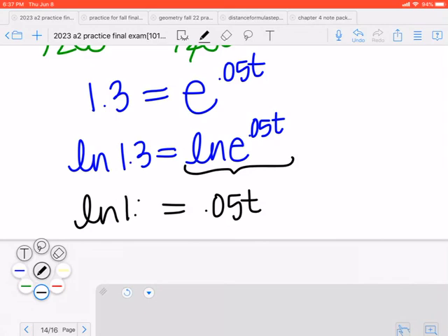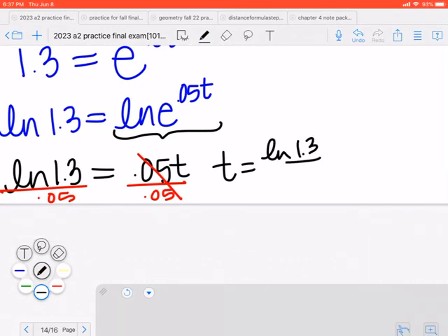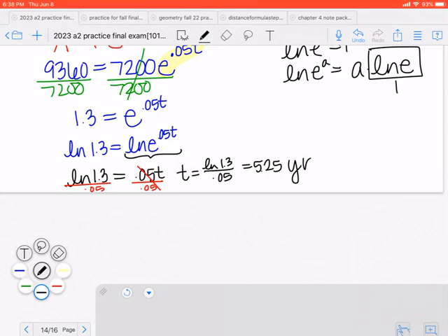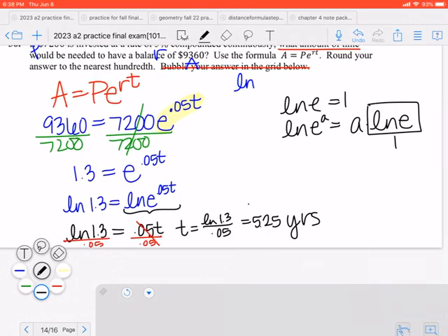0.05t is equal to the natural log of 1.3. Now we can divide both sides by 0.05 to get the t alone. And t then is just the natural log of 1.3 divided by 0.05. So I would find that in my calculator. Natural log of 1.3 equals divided by 0.05. And that is 5.25 years. t for these financial problems is always in years.